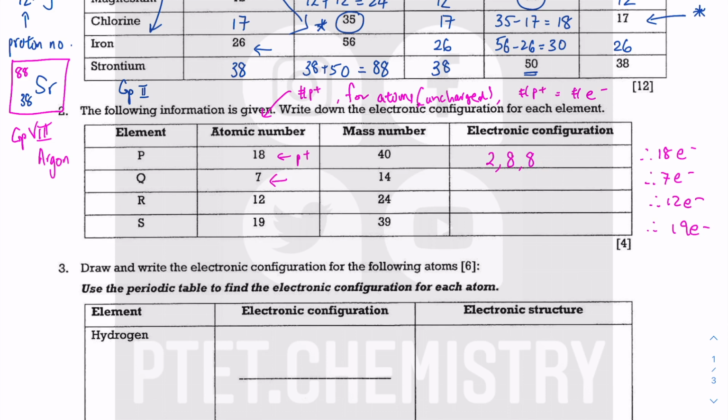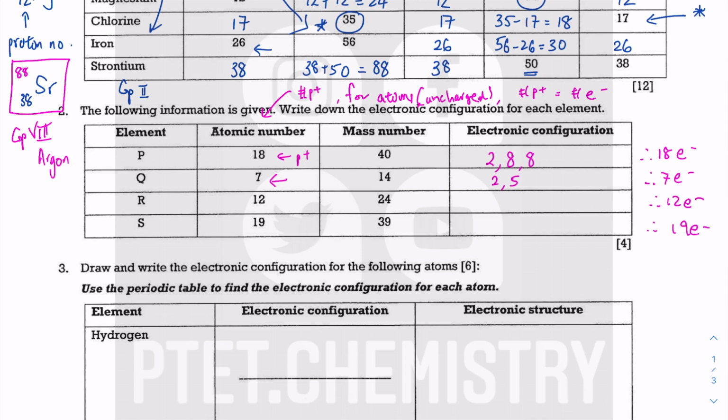This is atomic number 7. So 7 electrons is going to be 2 and then 5. So this is a group 5, not group 7, because you fill 2 electrons in the first shell, 5 electrons in the second shell. It's not completely filled. Okay, this is group 5. You fill up to second shell, so period 2, group 5. Look for this element, it's nitrogen.